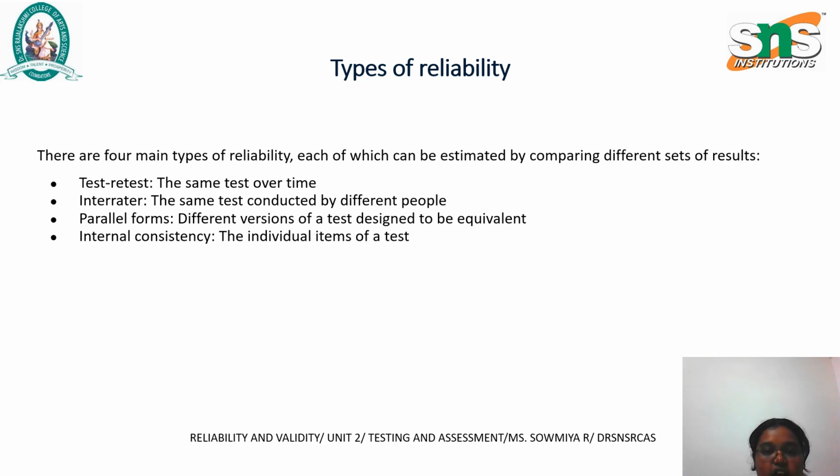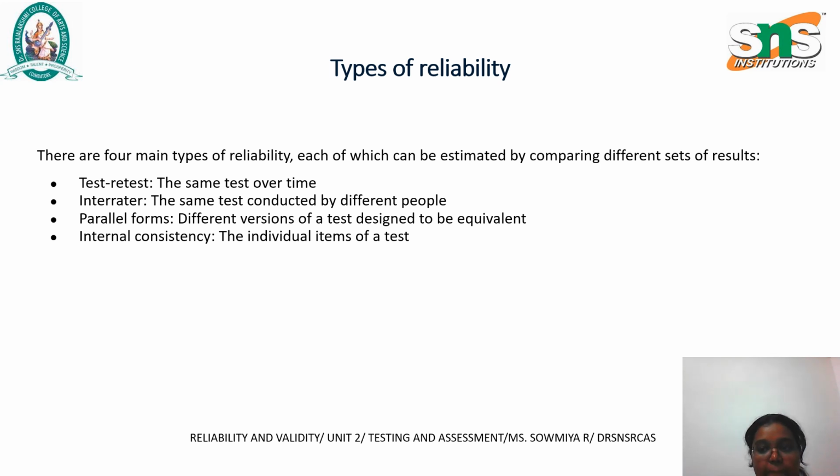Third is internal consistency reliability. Internal consistency reliability is the degree to which different items on the test measure the same construct or concept. For example, a researcher develops a questionnaire to measure anxiety. The questionnaire consists of 10 items and the results show that all 10 items are highly correlated with each other.